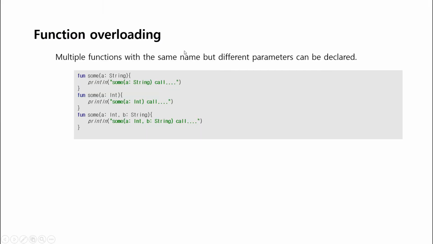Next, let's talk about overloading. We can declare multiple functions with the same name that have different parameters. It's called function overloading. Overloading in Kotlin works the same as in any other languages.